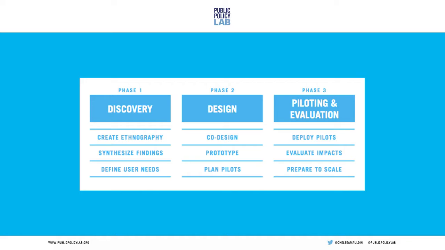This is probably the kind of diagram that many of you have seen or made in your own work if you do strategic design work. So we think of our work as proceeding across 3 stages. First, an ethnographic discovery stage, where we really try to understand what's happening in a given service.